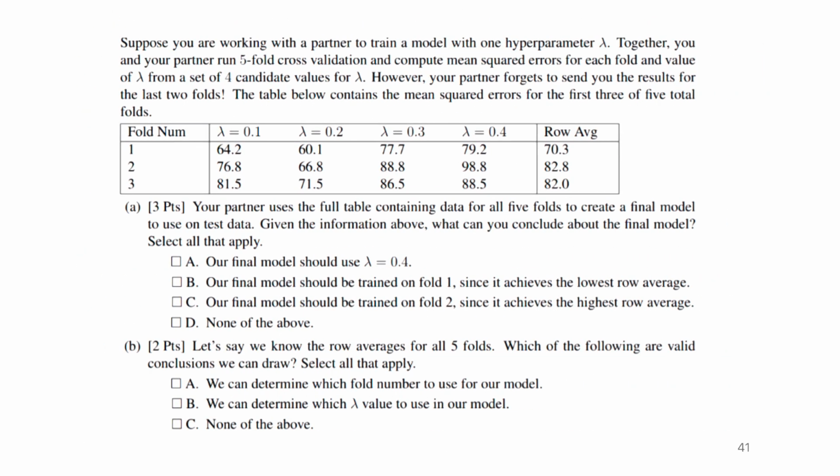So let's move on to a question. This question is very similar to what we were just talking about. So basically, you're working with a partner to train a model with hyperparameter lambda, and you and your partner run a 5-fold cross-validation and compute the mean squared errors for each fold, and then choose the value of lambda from a set of 4 candidate values. So they forget to send you the results for the last 2 folds, so the table below contains some mean squared errors for the first 3 of the 5 folds. So I'll give you some time to think about A and B, and then we'll reconvene in like 2 minutes.